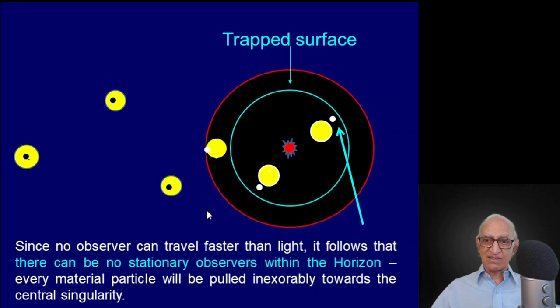Since no observer, you or me, or any particle can travel faster than light, it follows that there can be no stationary observers within the horizon. Every material particle will be pulled inexorably towards the central singularity. So the point I'm making is simply the following. Even light couldn't save itself. Therefore, you and me cannot save ourselves. There are no trajectories of constant radii once you enter the black hole. You have no choice but to go to smaller and smaller radii and eventually crash into this singularity.